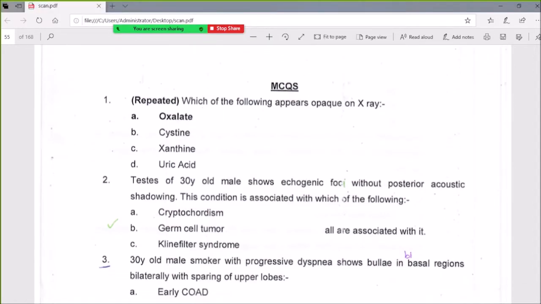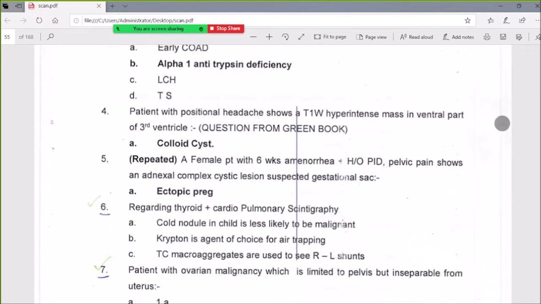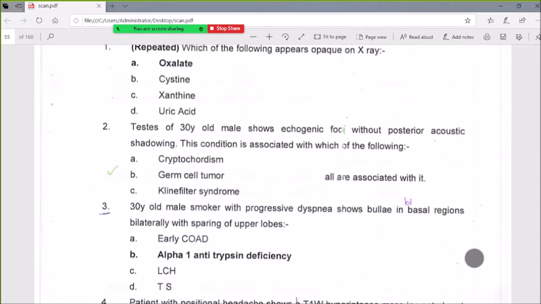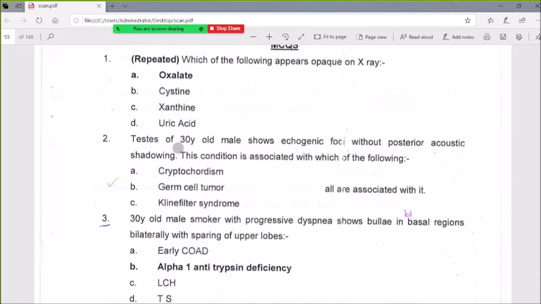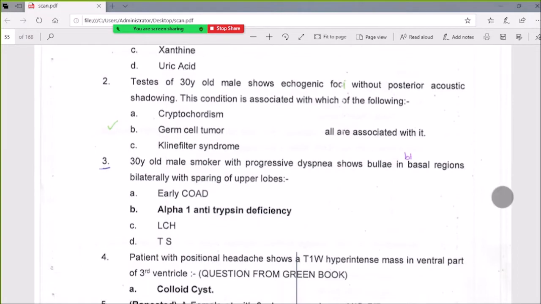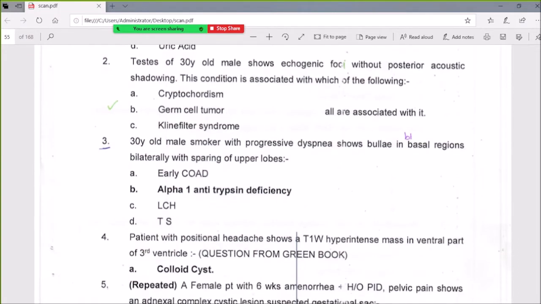MCQs. 1. Which of the following appears opaque on X-ray? Oxalate. Testes of 30-year-old man shows echogenic foci without posterior shadowing. This condition is associated with which of the following germ cell tumor? Echogenic foci without posterior shadowing is called testicular microlithiasis, and is associated with germ cell tumor.